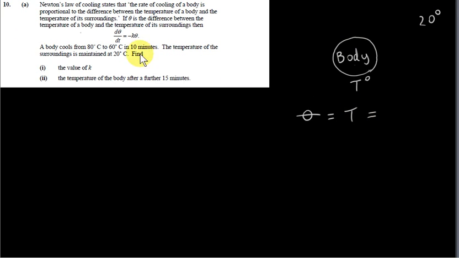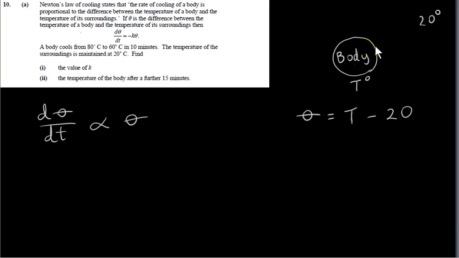So theta is the difference in those temperatures. So theta is T, that's the temperature of the body, minus the temperature of the surroundings, which is 20. So we're interested in the rate of change of the temperature difference with respect to time. That's d theta dt. That's how quickly theta is changing with time. Newton's law of cooling says that this quantity is proportional to whatever theta actually is. So d theta dt at any particular time is proportional to theta at any particular time.